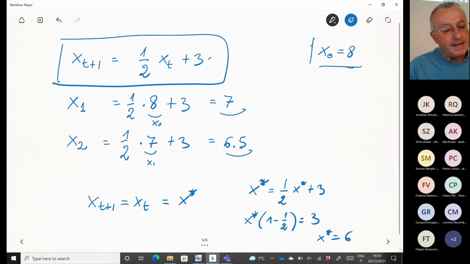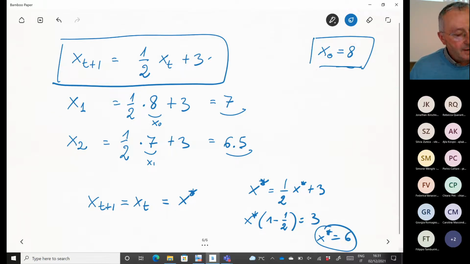Suppose that we don't start exactly from the equilibrium value, the steady state value. We start larger than this. But our numerical example here shows that we tend to approach 6, okay? So in this case, not only 6 is a steady state solution, but it is also stable. So we tend to approach this steady state level in the long run.